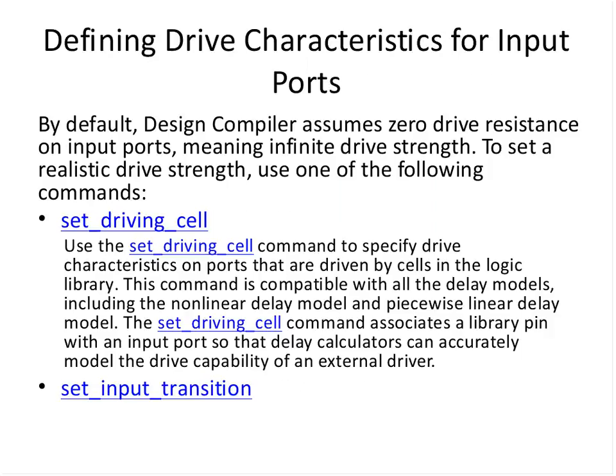By default, DC will assume 0 drive resistance on input ports, meaning infinite drive strength. The term drive strength is the reciprocal of drive resistance. So zero drive resistance means infinite drive strength. That means the port can drive any load, which is obviously not practical. To set realistic drive strength, we use one of the following commands: set_driving_cell or set_input_transition.